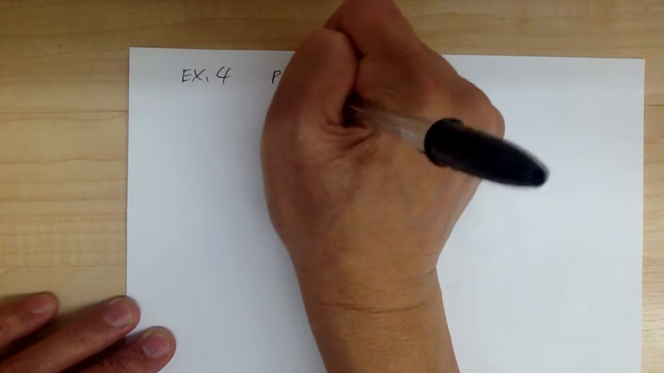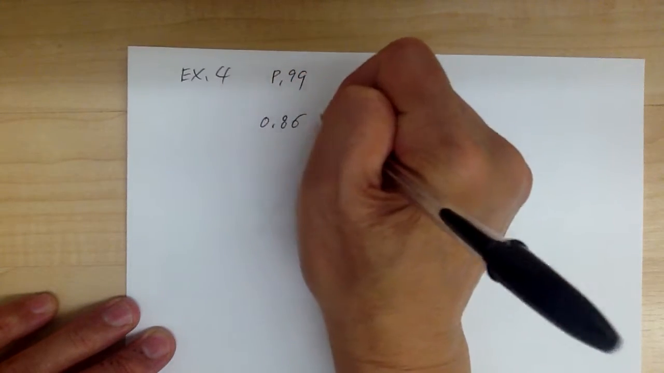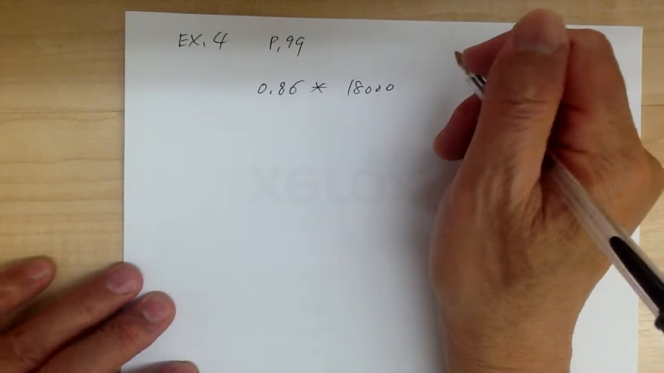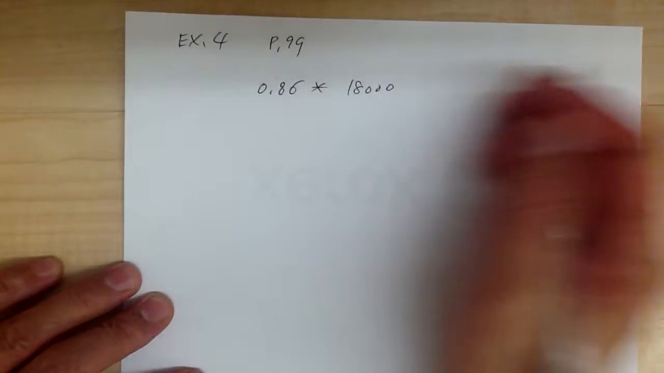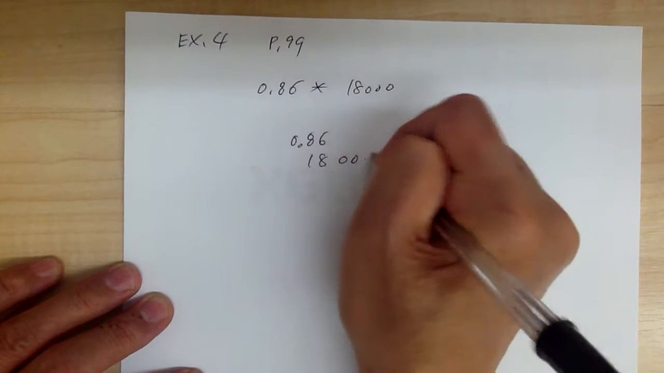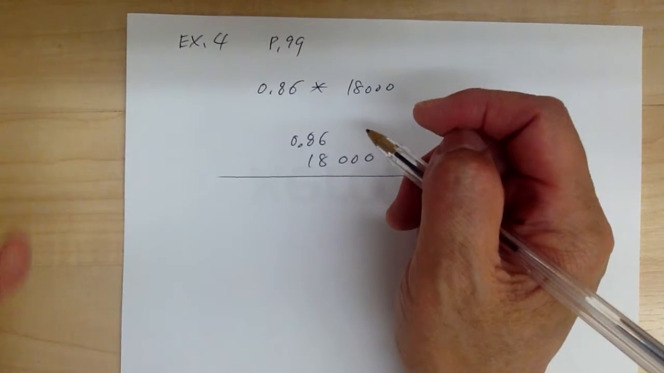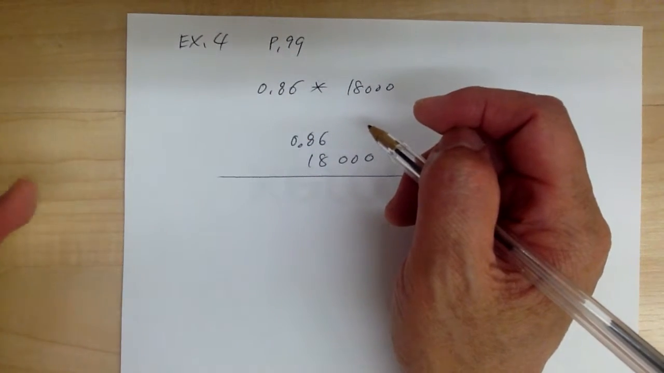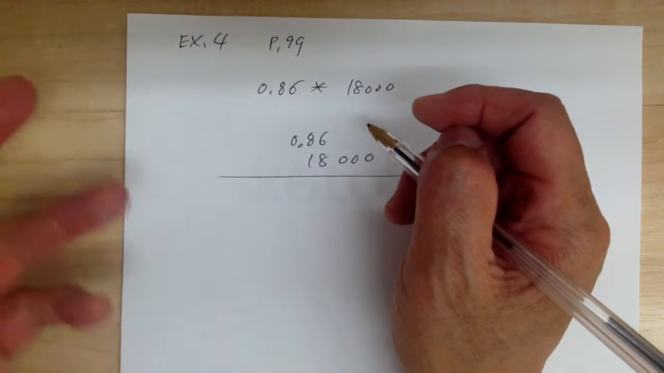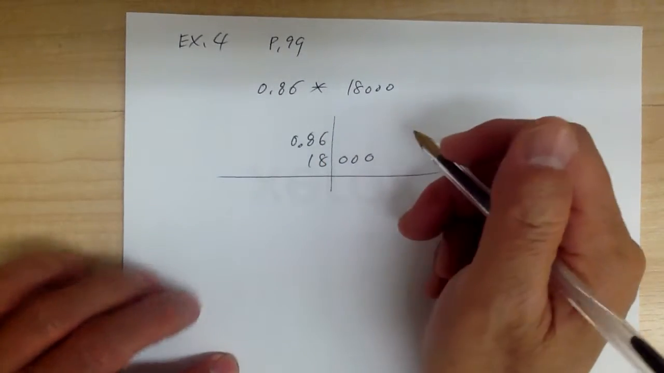This is page 99, example 4. You multiply 0.86 by 18 thousand. When you multiply, you can put all the zeros to one side. So you've got 0.86, and you can do this. For multiplication, unlike addition and subtraction, you don't have to line up the decimal points. So we can just focus on this part over here.